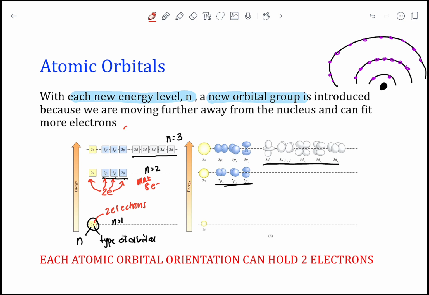Then when I go up to 3, again I have 2 electrons that are going to fit into the 3s, 3p, and then into the d as well. So we have 10 electrons that can fit in the d, 6 electrons that can fit in the p, so that's a total of 16, and 2 electrons that can fit in the s. So our max here is now 18 electrons. So with each new n, I can accommodate more and more electrons because as we're moving away from the nucleus, our orbits become larger and we can fit more electrons.